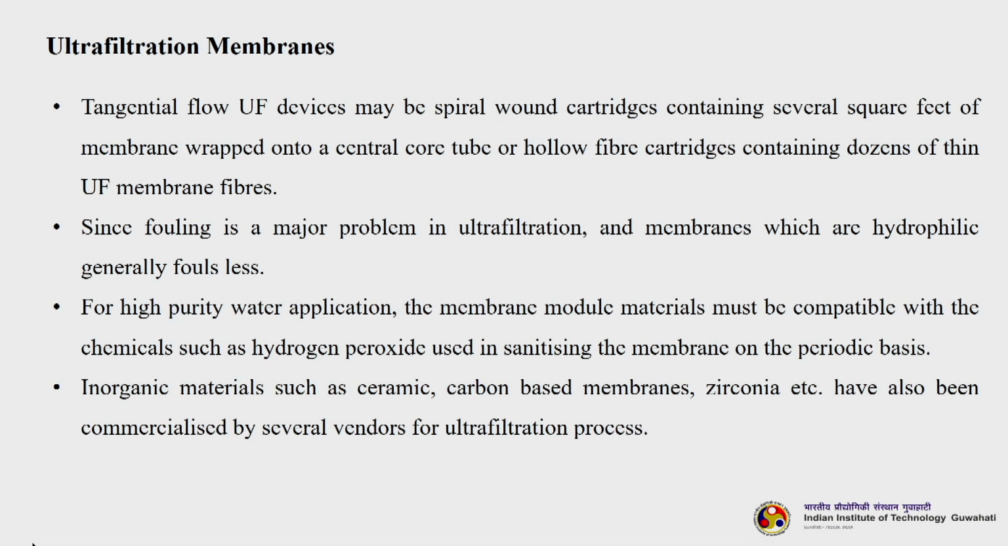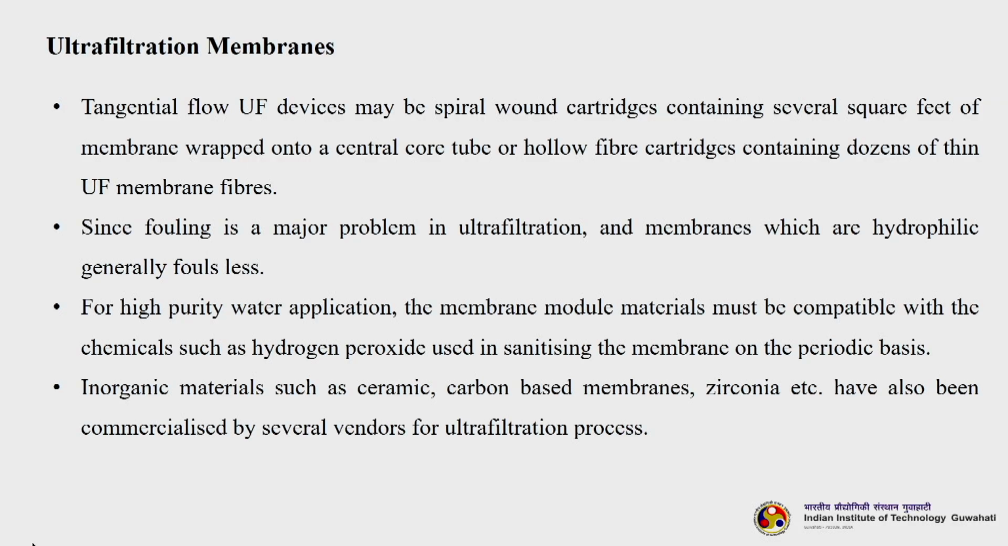Okay. So, tangential flow ultrafiltration devices may be spiral wound cartridges containing several square feet of membrane wrapped around a central core tube, or hollow fiber cartridges containing dozens of thin film UF membrane fibers. Now, since fouling is a major problem in ultrafiltration, membranes which are hydrophilic are usually used because they foul less. For high purity water applications, membrane module materials must be compatible with chemicals such as hydrogen peroxide used in sanitizing the membrane on a periodic basis.